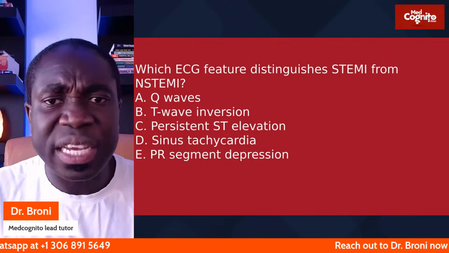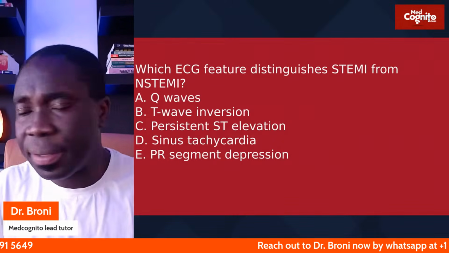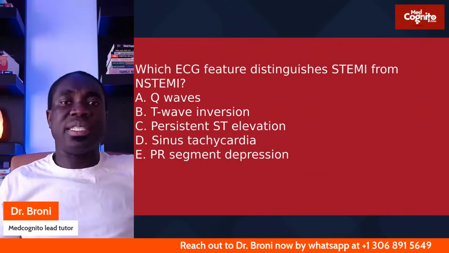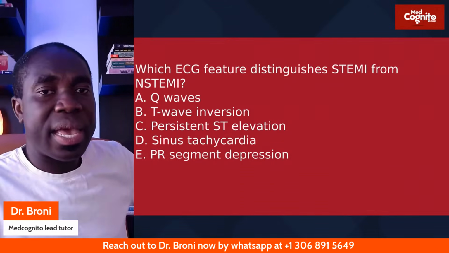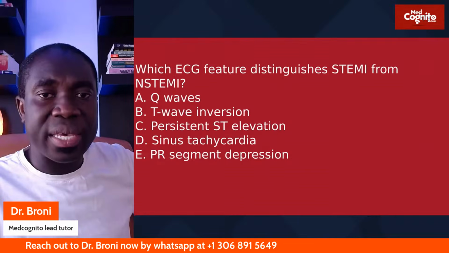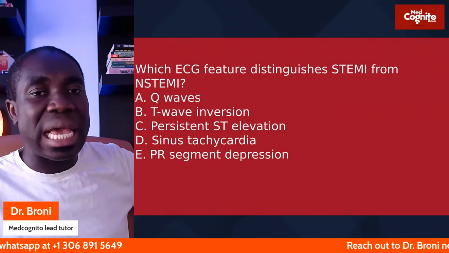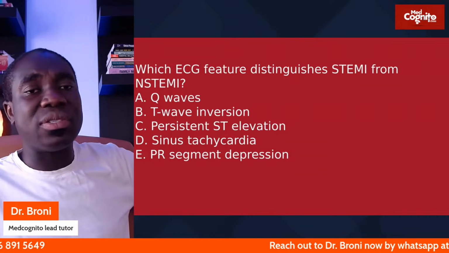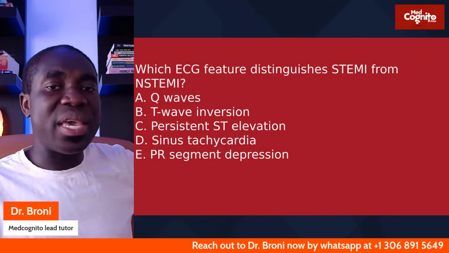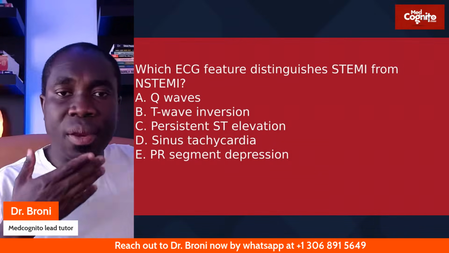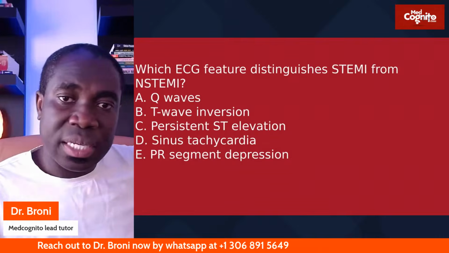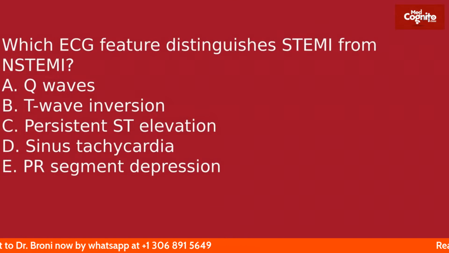Which ECG feature distinguishes STEMI from NSTEMI? A. Q waves. B. T wave inversion. C. Persistent ST elevation. D. Sinus tachycardia. And E. PR segment depression.